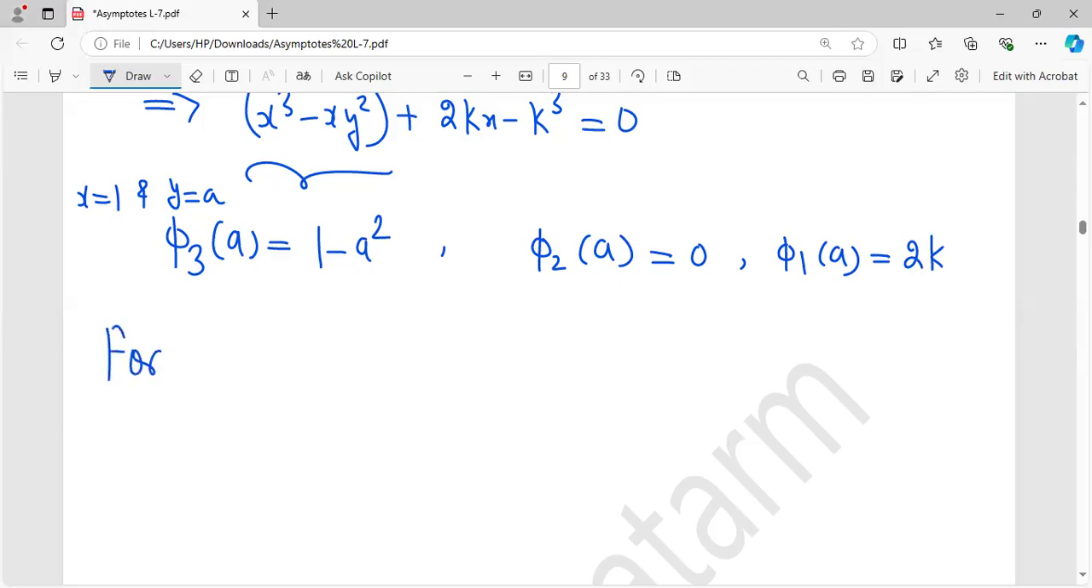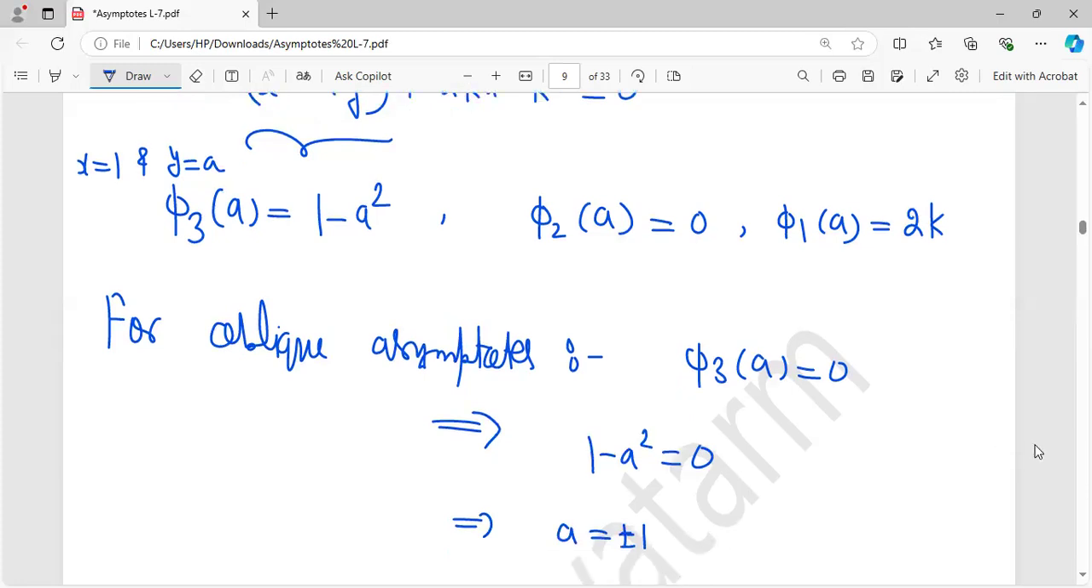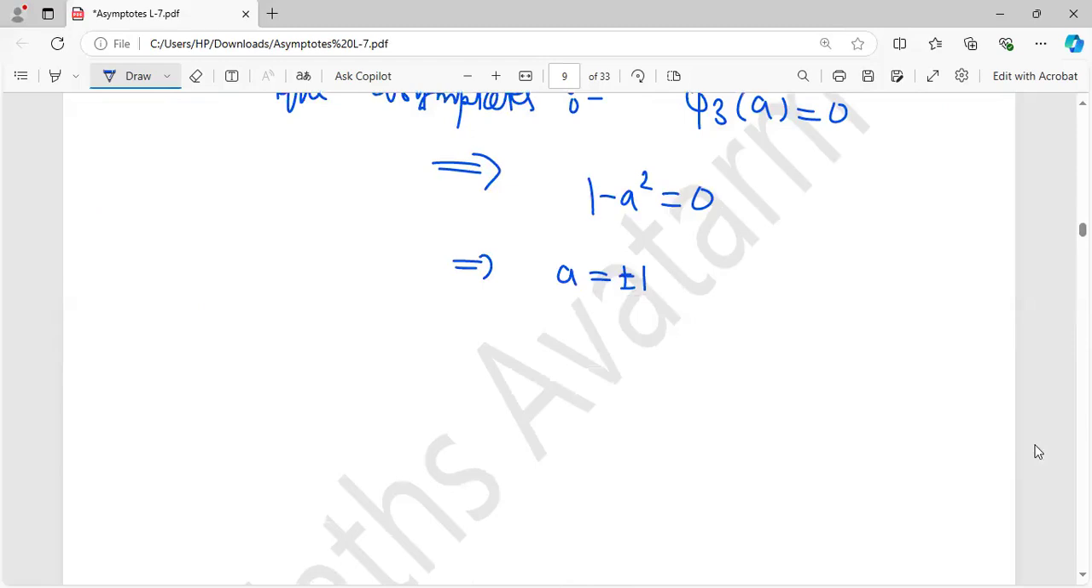So for oblique asymptotes, we will solve this equation: phi 3 of a is equal to 0. So what is this? 1 minus a square, this is 0. So a is plus minus 1. So we have two values, a is equal to 1 and a is equal to minus 1. Now we take a is equal to 1 and find the corresponding oblique asymptote.